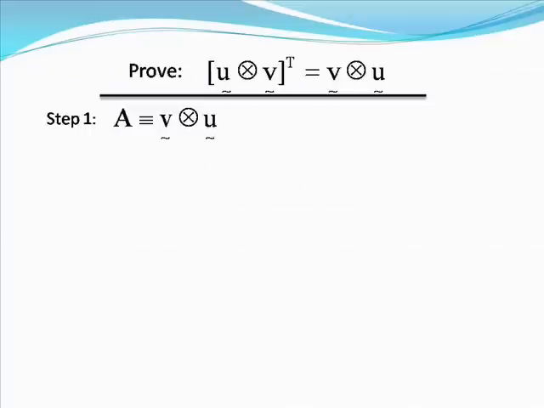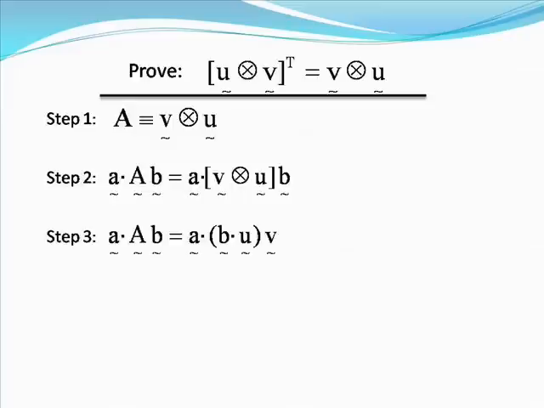For step 1, we simply define a tensor A as the tensor product of v and u. For step 2, we take both sides of that equation, multiply it by the vector b, and then the dot product with vector a. For step 3, we use the definition of the tensor product of two vectors and substitute it on the right side of the equation.